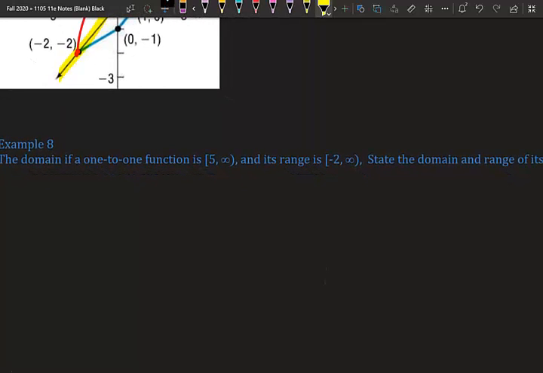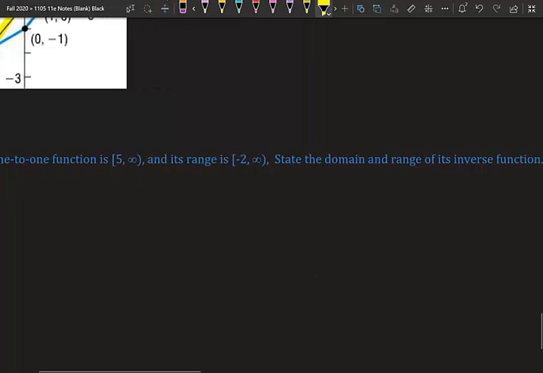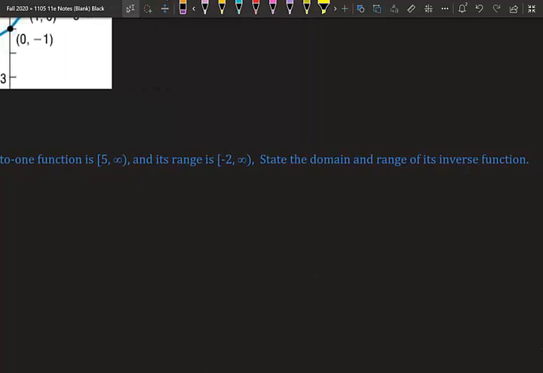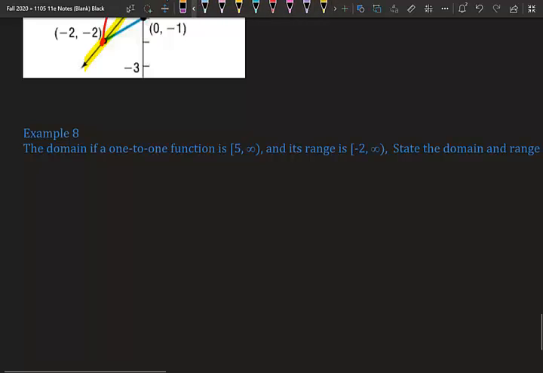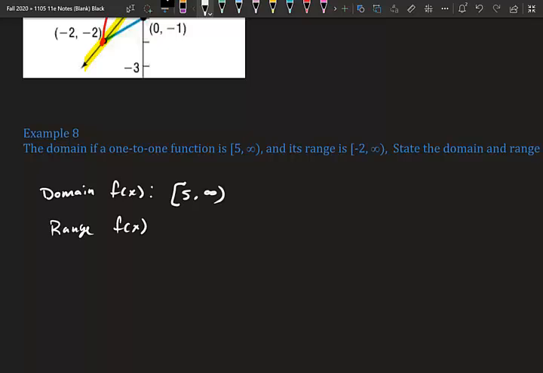Alright, example 8. The domain of a one-to-one function is 5 to infinity, and its range is -2 to infinity. State the domain and the range of the inverse. Alright, so we're given the domain of the function. It's 5 to infinity, and we're given the range of the function. It's -2 to infinity. So now I need to find the domain of the inverse, and I need to find the range of the inverse.